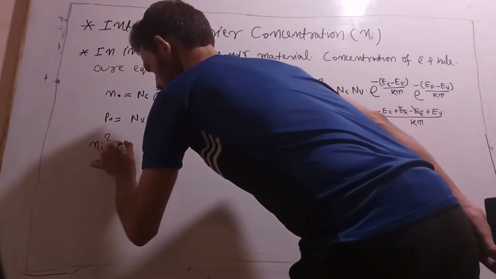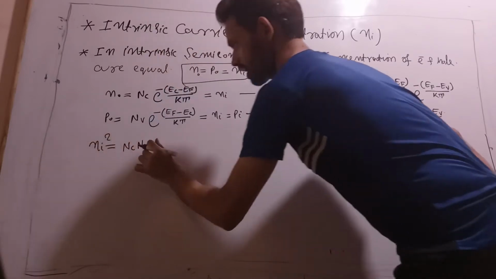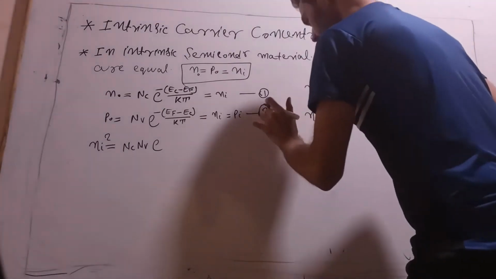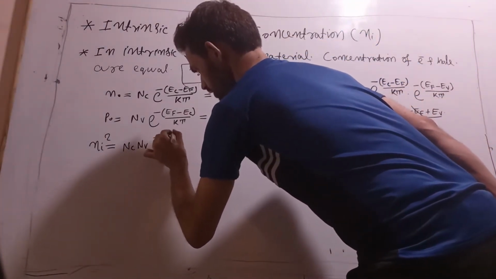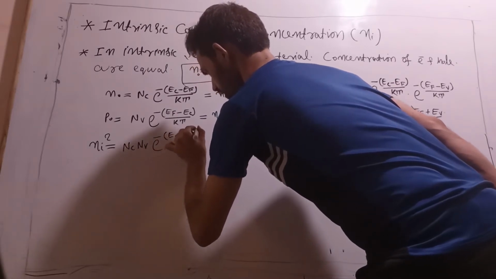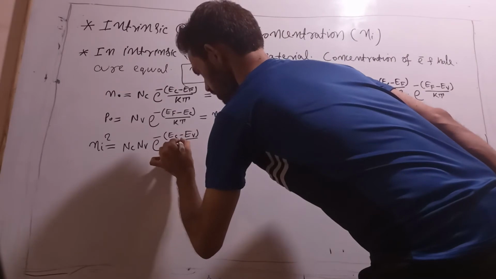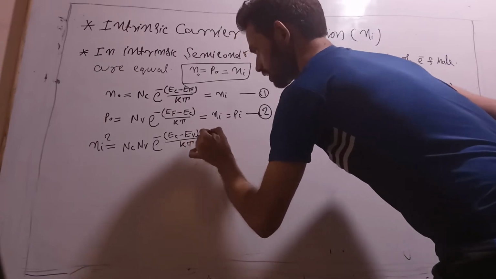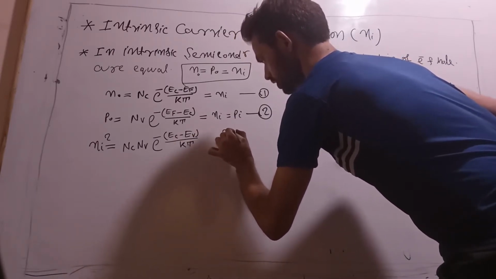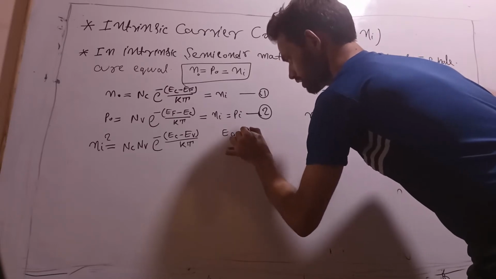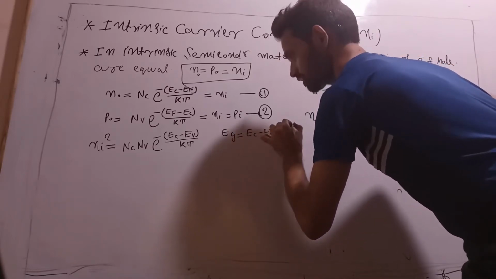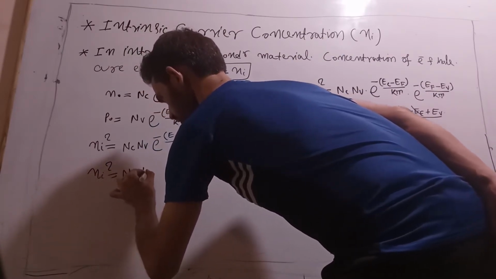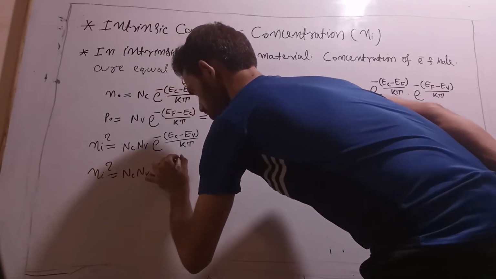Now we are left with ni square is equal to Nc Nv into e to the power minus (Ec minus Ev) by kT. And Ec minus Ev is nothing but Eg, the energy band gap. Now we can write ni square is equal to Nc Nv into e to the power minus Eg by kT.